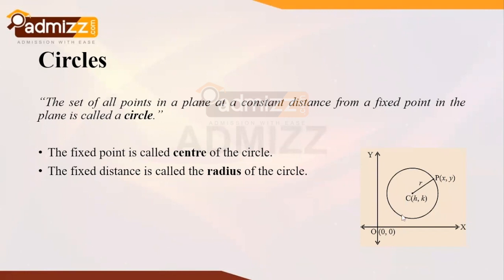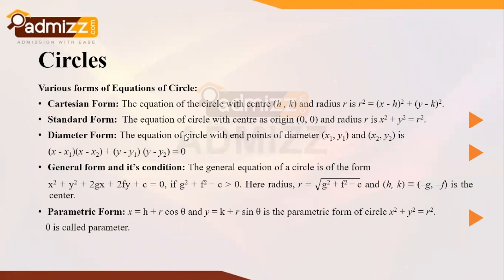So as you can observe, the fixed point is called the center C, (h, k), and the fixed distance is called the radius. Now, various forms of equations of circle: like we discussed the various forms of equation of straight line, we'll also discuss the various forms of equations of circle.